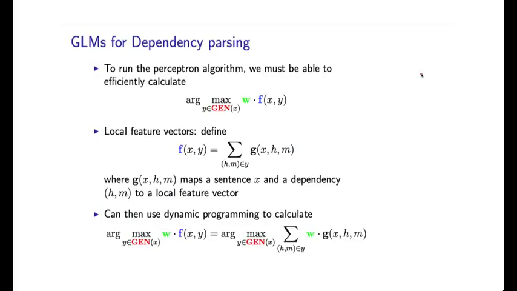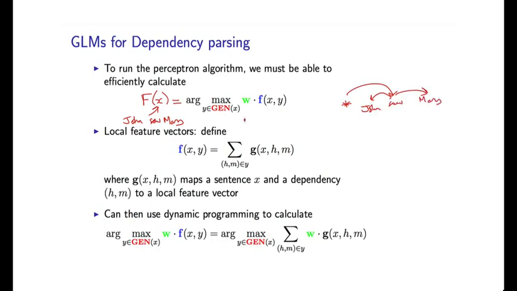So now let's describe how these feature vector definitions can be used within the context of global linear models for dependency parsing. Recall that to run the perceptron algorithm, we need to be able to calculate this function, capital F of x. X is a sentence, for example, John saw Mary. This function takes a sentence and maps it to some dependency structure, for example, this structure here.